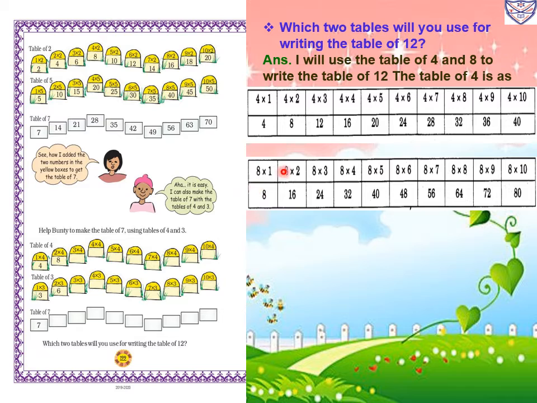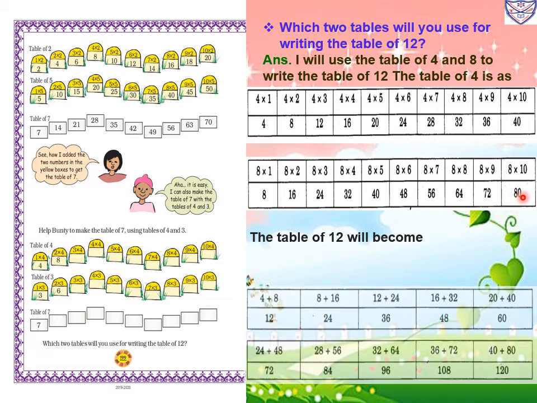8 1s are 8, 8 2s are 16, 8 3s are 24, 8 4s are 32, 8 5s are 40, 8 6s are 48, 8 7s are 56, 8 8s are 64, 8 9s are 72, 8 10s are 80. Okay, so now both tables we have written. Now we have to write table of 12 by adding 4 and 8 table.